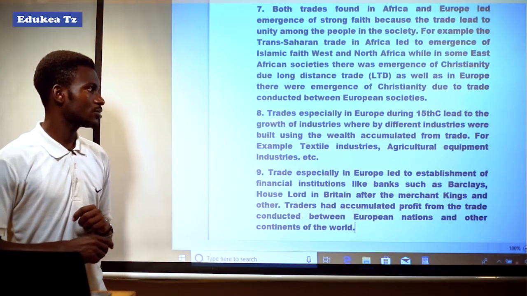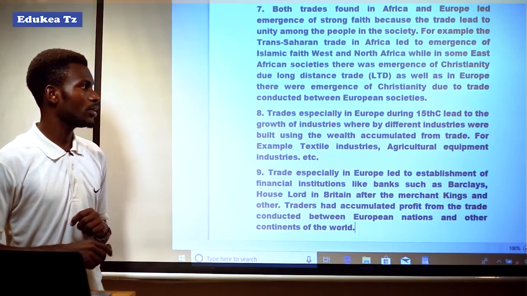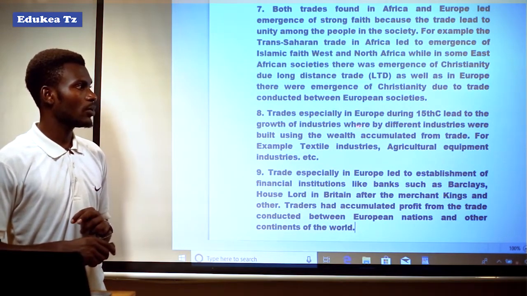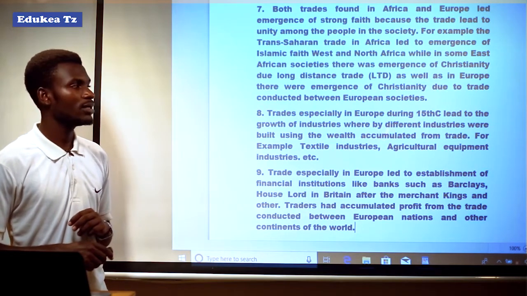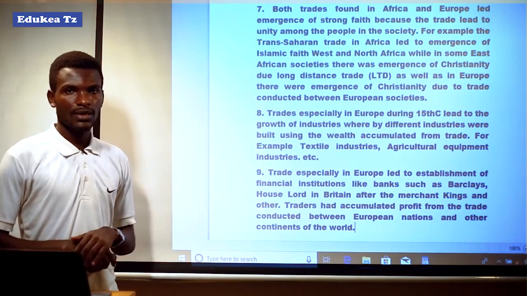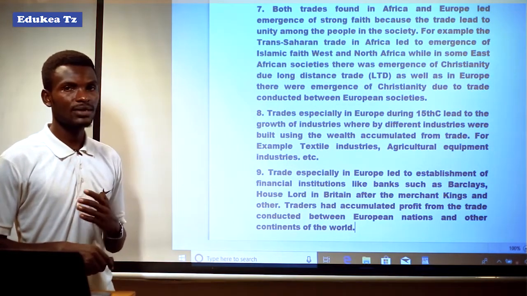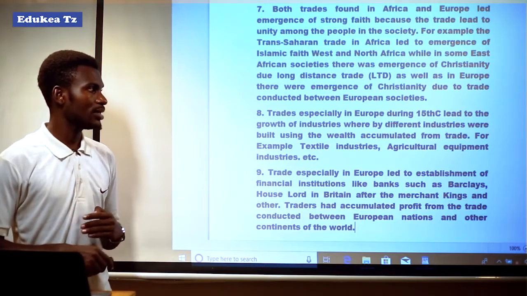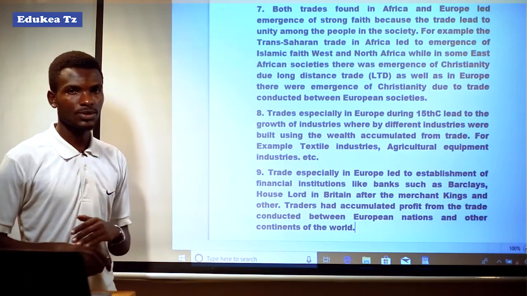Another one was trade, especially in Europe during the 15th century, which led to the growth of industries, whereby different industries were built using the wealth accumulated from the trade. It means that the participation of European societies in trading activities led to the building of different industries in European societies.